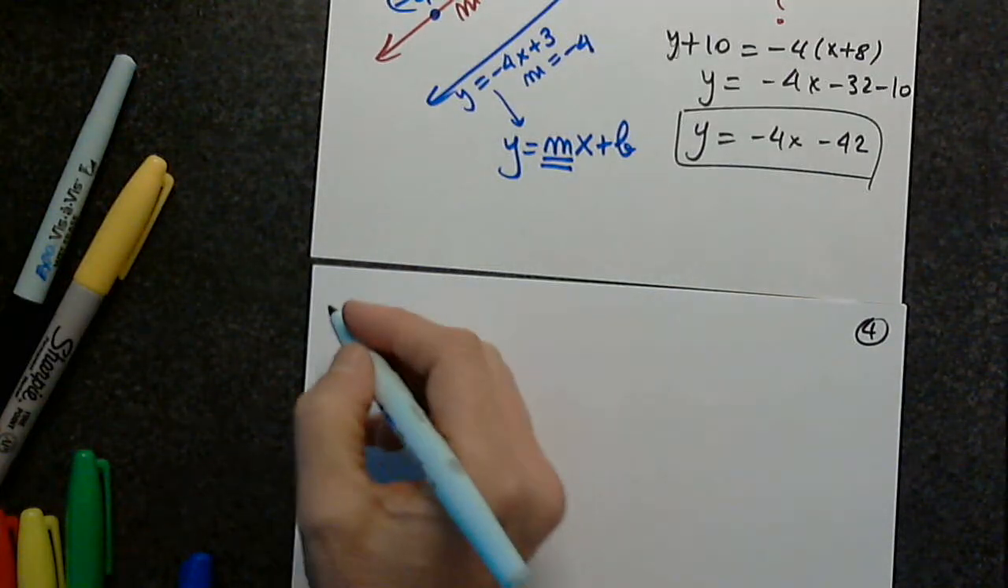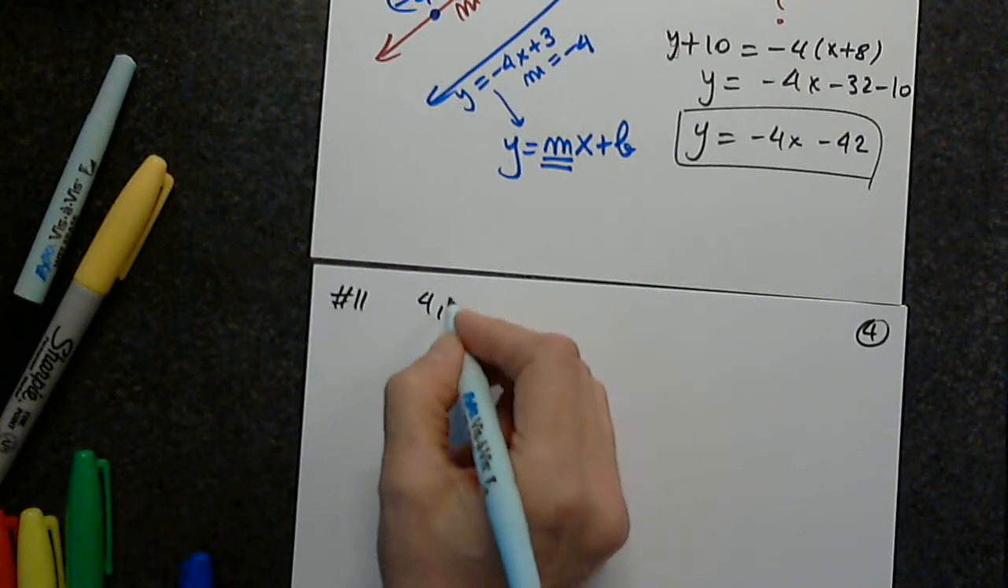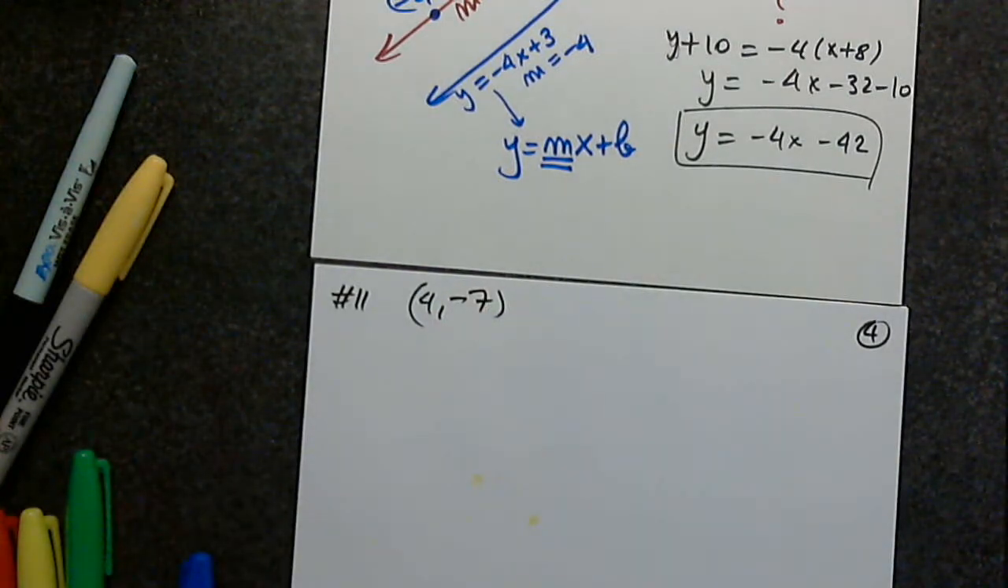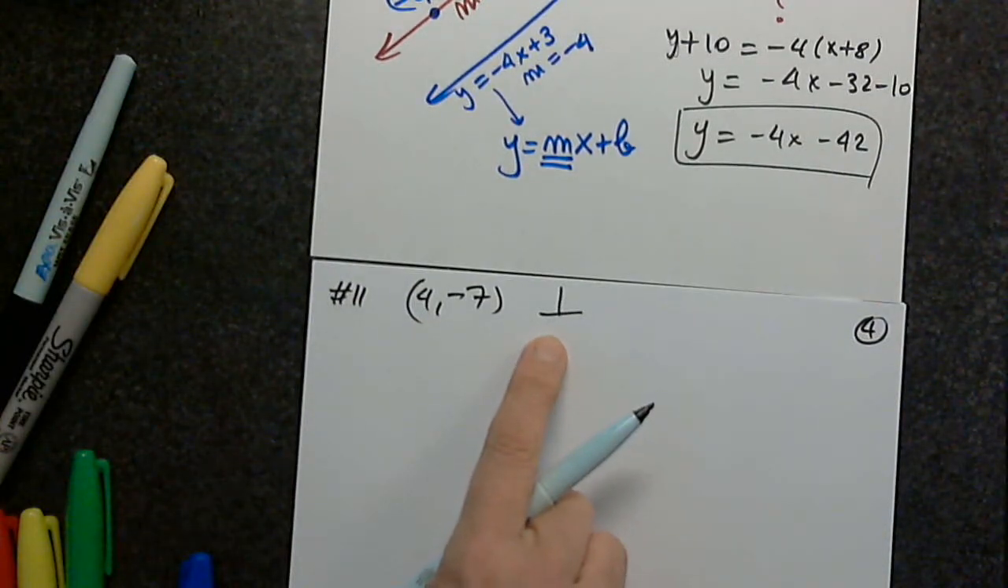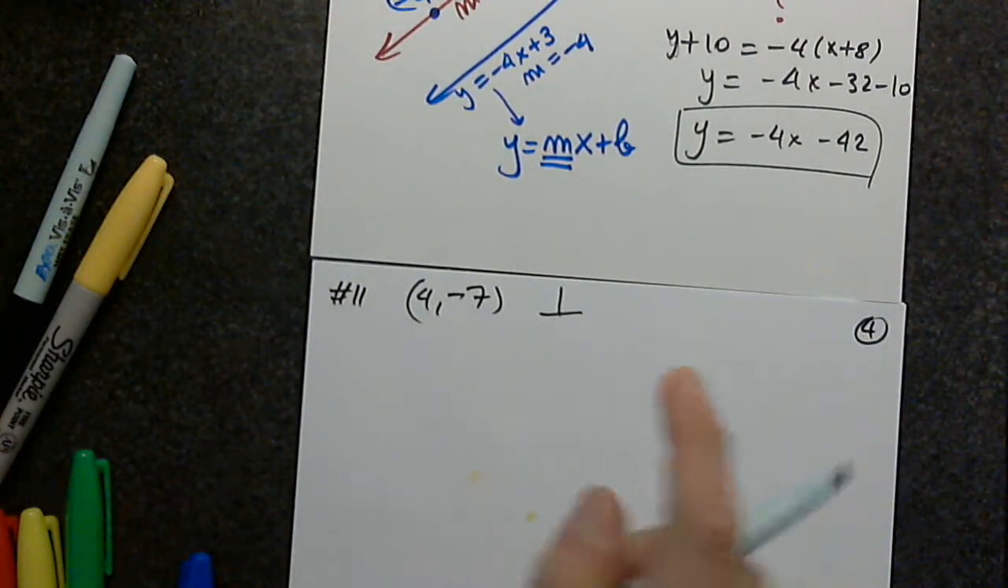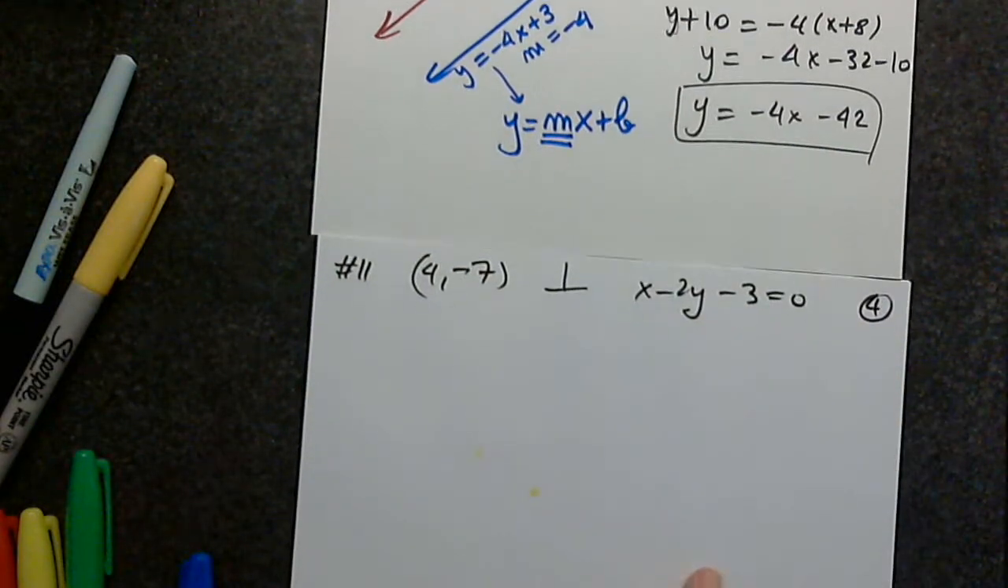Okay. So number 11. I don't know if you're cold. I'm sorry about that. So 4, -7. The line this time passes through 4, -7, and is perpendicular, this is the sign for perpendicular lines, to x minus 2y minus 3 equals 0.